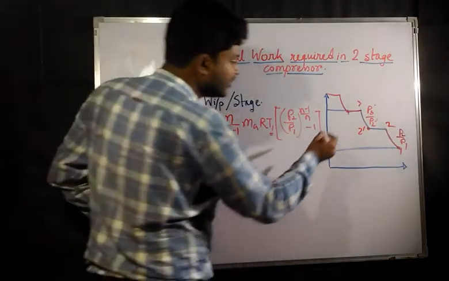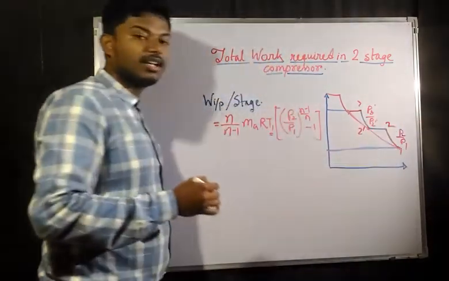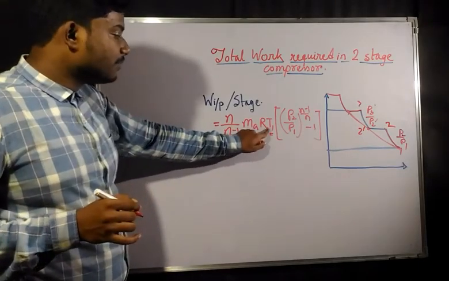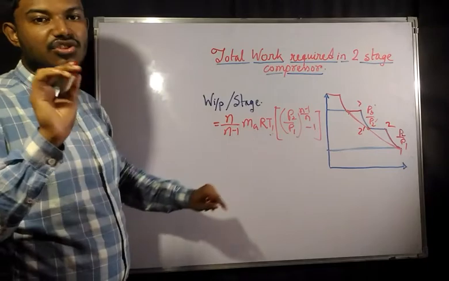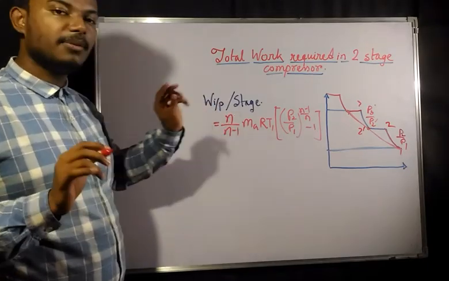If you join this line, this would be an isothermal line. That means you can place T1 here. T1 would be constant for each and every state.